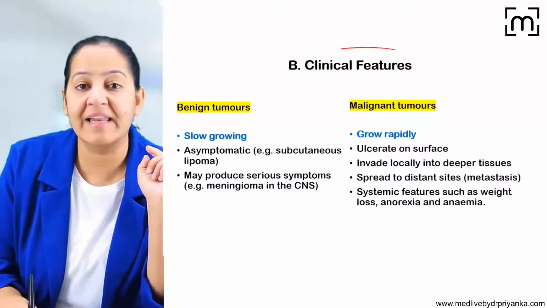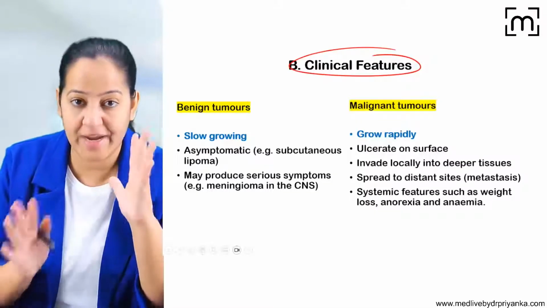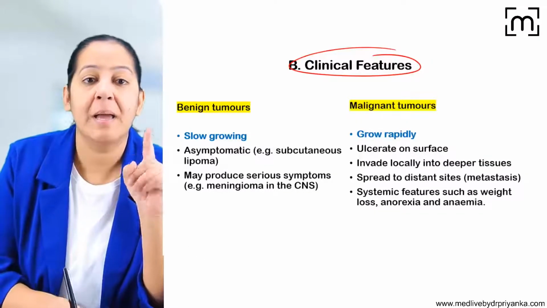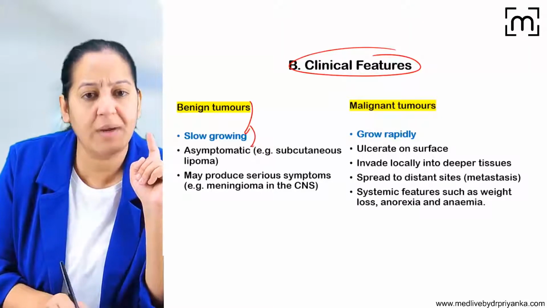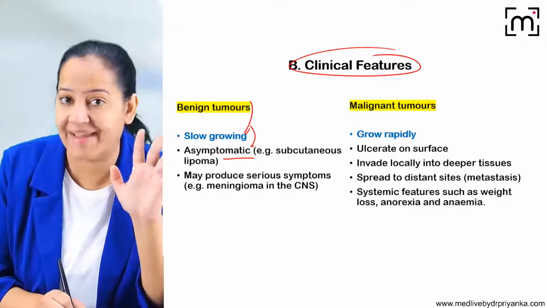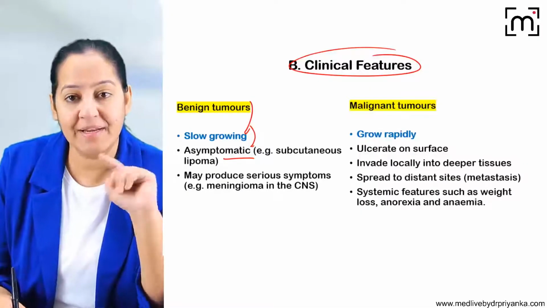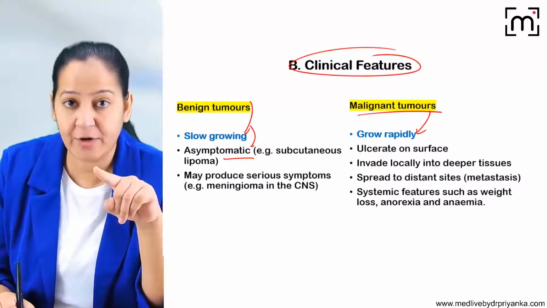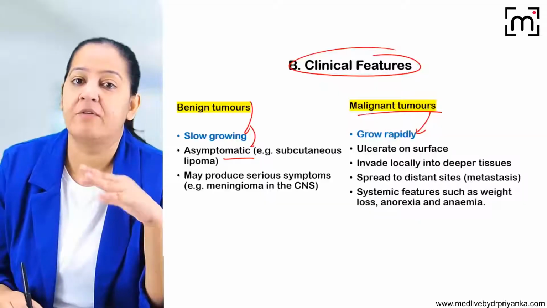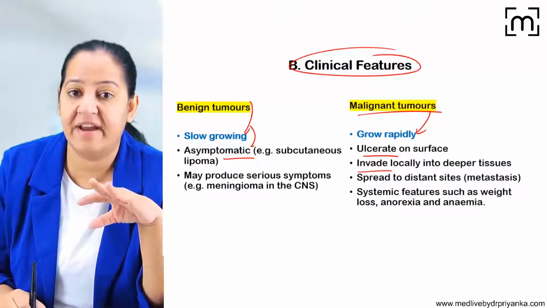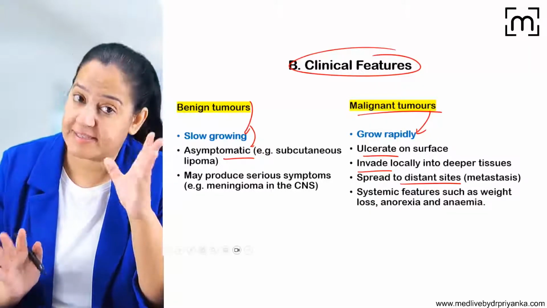Now, the second feature is the clinical features. Based on the clinical features, how can we differentiate the benign tumors from malignant tumors? Benign tumors are slow growing and usually asymptomatic. I am saying the word usually, exceptions are there. And malignant tumors are rapidly growing and usually they are symptomatic. For example, they can ulcerate, they can invade, they can show metastasis, but exceptions are there.